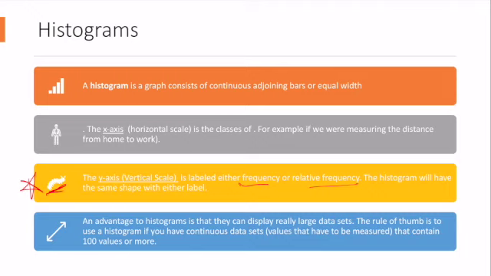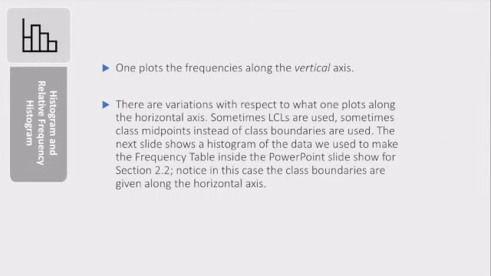One advantage to histograms is that they can display really large data sets, okay? The rule of thumb is that to use a histogram, if you have continuous data, you must have like 100 values or more. That's like the best way to use a histogram. So along our horizontal axis, sometimes we use our lower class limits, or sometimes we use midpoints to label. Just make sure that your x-axis and y-axis are always labeled.